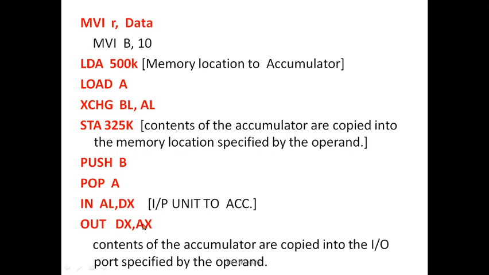Then output, OUT DX, AX. In this example, the contents of the accumulator are copied into the IO port specified by the operand. Whatever the contents in the accumulator, these are copied into the IO port specified by the operand. So the information will move from AX to the DX here. Okay, these are the things you have to remember about the data transfer instructions.